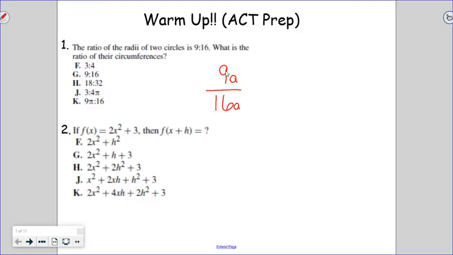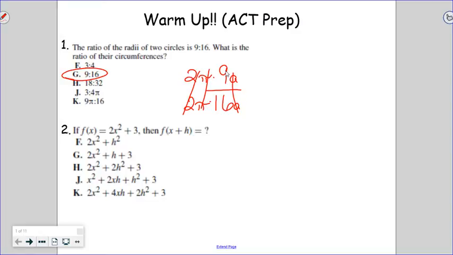So knowing the formula for the circumference is just multiplying the radius by 2 and by pi, right? It's 2 pi r is your circumference formula. Well, if I take this radius and multiply by 2 and by pi, and multiply this radius by 2 and by pi to get the circumference over the circumference, wouldn't all of that stuff still simplify out of there and get you the same ratio of 9 over 16? So the ratio of their circumferences is also 9 over 16.